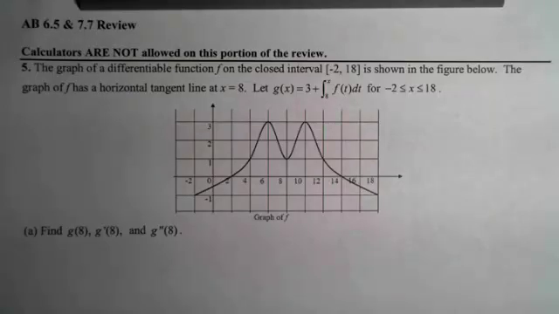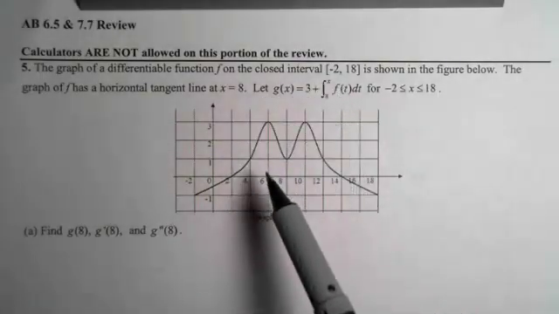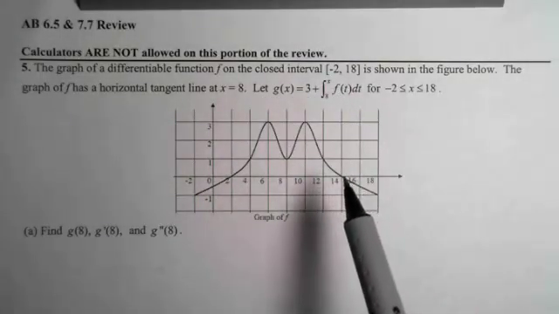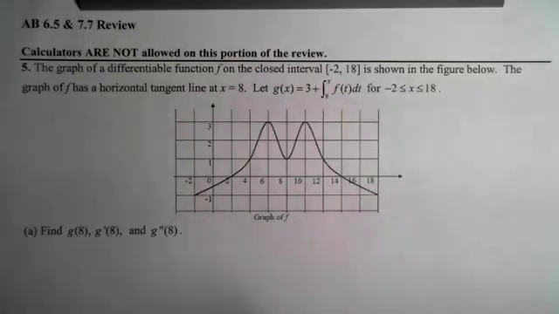This is the 6-5 and 7-7 review number 5. It's the free response problem, and calculators are not allowed. So on this particular problem, we see that we're getting a little bit of that fundamental theorem of calculus coming into play because we have defined g of x as 3 plus the accumulation of this picture. So we're going to have to do some of that 5-3 skill in addition to the 6-5 and 7-7.